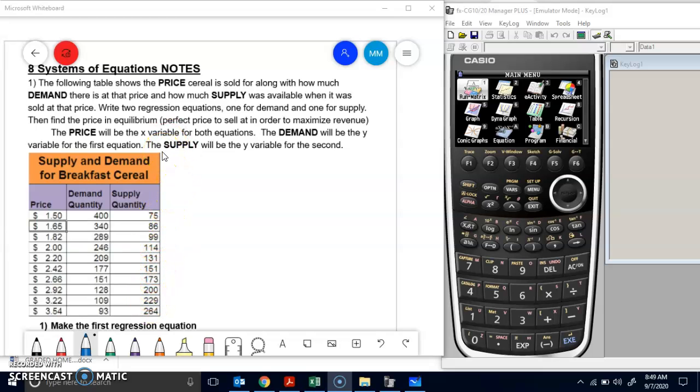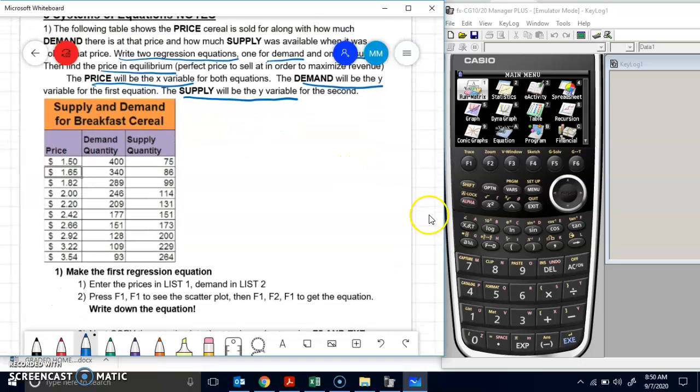So what we're going to do is write two regression equations. We're going to do one for demand and one for supply, and then we're going to solve that to find what's called the price in equilibrium, which is that perfect price to help you maximize your revenue and your profits. So we're going to use price as the x variable and demand as the y in the first equation, and then we'll substitute the supply quantity as the y value in the second equation.